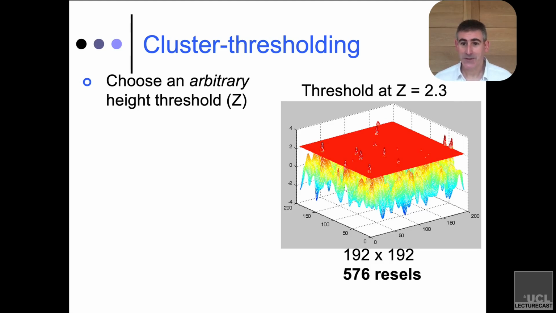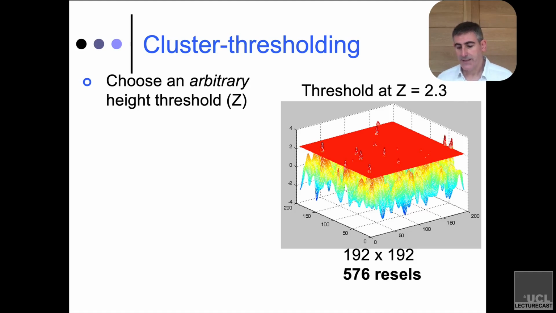Cluster thresholding works differently. You will start by choosing an arbitrary height threshold. And the key is, it really doesn't matter what you pick. There are implications, and we'll talk about what they are, but there is nothing that's right or wrong in terms of the way to do this. Different software packages default to different height thresholds. So for instance, FSL, the Oxford package, defaults to a height threshold of Z of 2.3, or what would be an uncorrected p-value of 0.01.